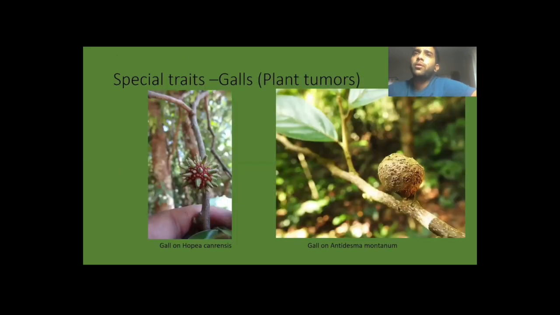Another example of some special traits are galls, which are plant tumors basically, and different species can have different shapes. So mostly they might just be brown structures like that. And this plant, Antidesma montanum, they're round like this, bigger. And then this is an example of something more striking. Mostly they're not so colorful and so showy, but this is a Hopea canarensis, and that's how its gall looks.